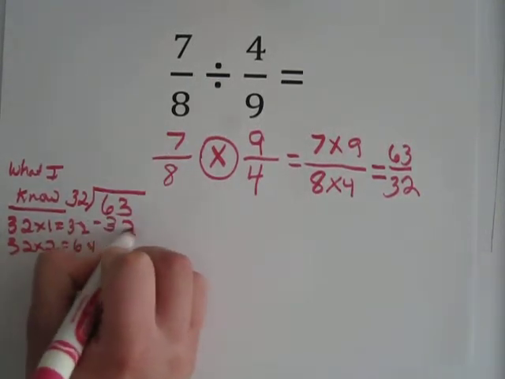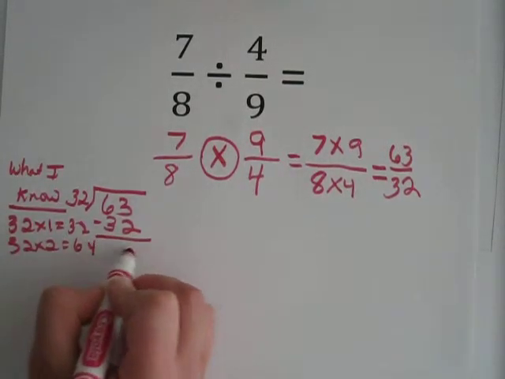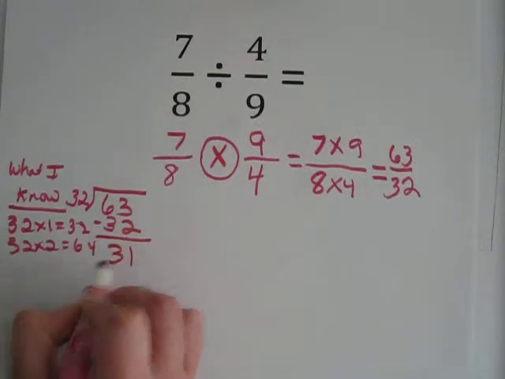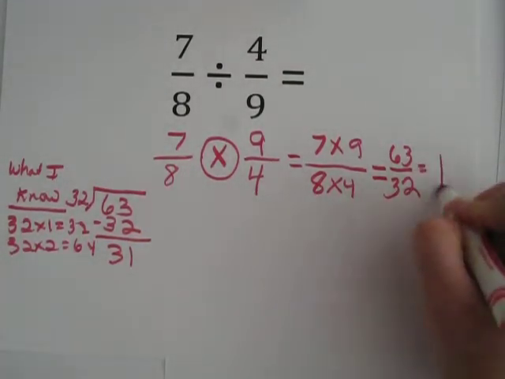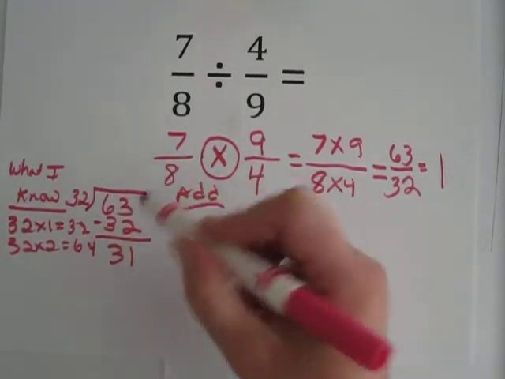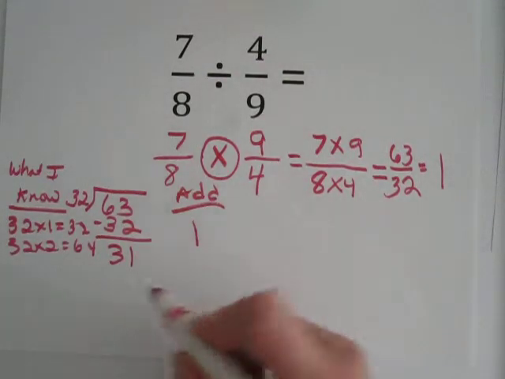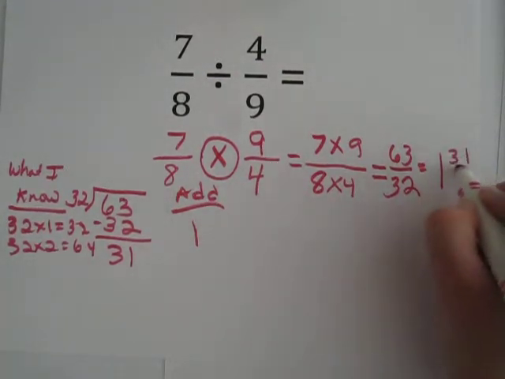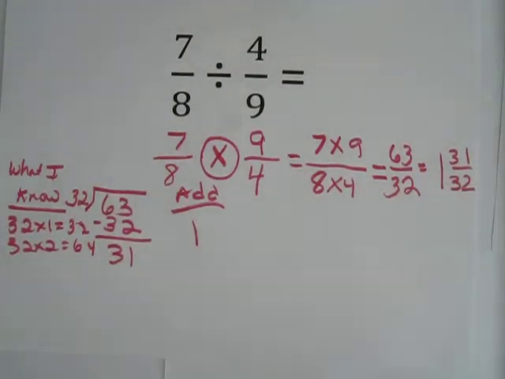We're going to subtract out 32 because that's as close without going over to the 63 that we have. And we end up with 31. So our answer is 1 because it went in one time. Okay, because 1 times 32 gave us our 32. And 31 over 32 is the remainder. That is the answer to that problem.